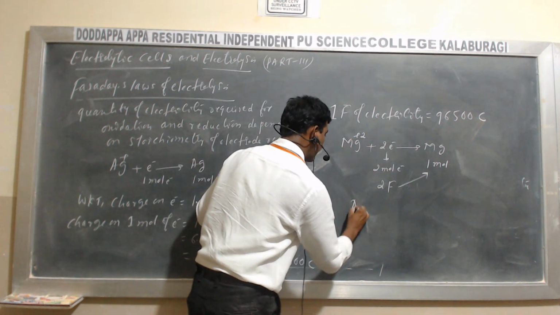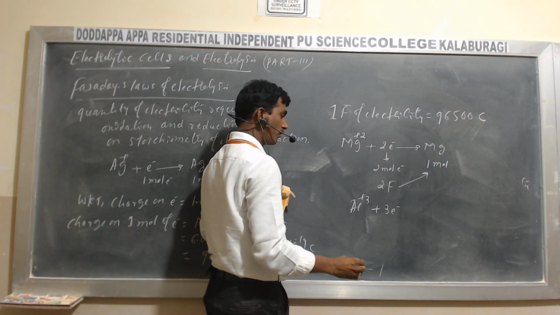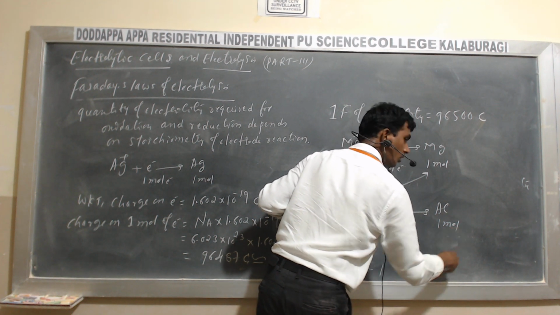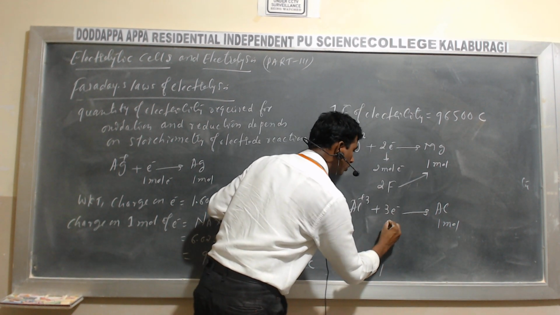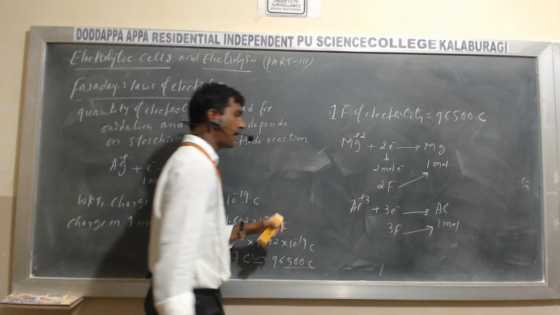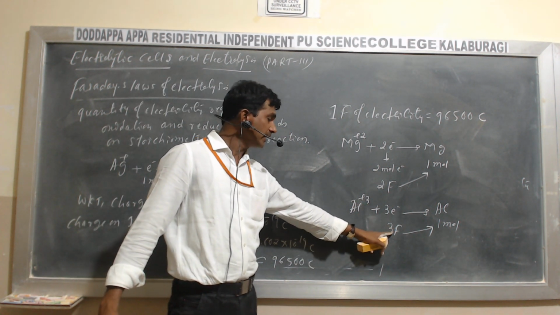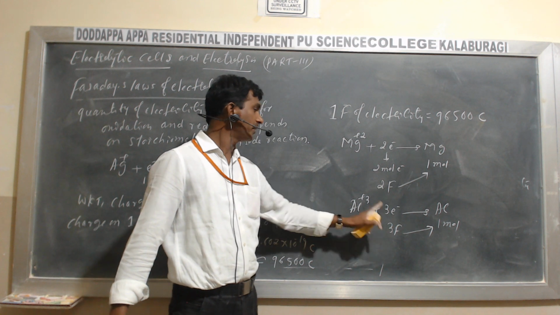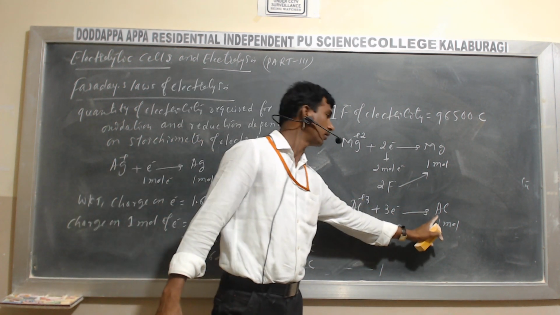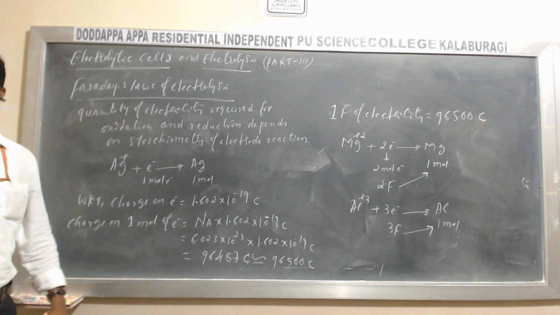Similarly, take Al plus 3. The reduction requires 3 moles of electrons and gives 1 mole of aluminum. 3 moles of electrons is 3 Faraday. 3 Faraday, or 3 into 96,500 coulomb, is required for the reduction of Al plus 3 to 1 mole of aluminum. So this is Faraday's first law of electrolysis.